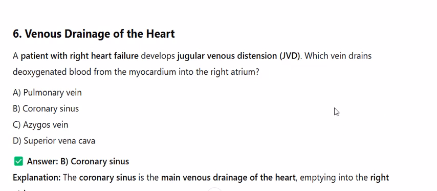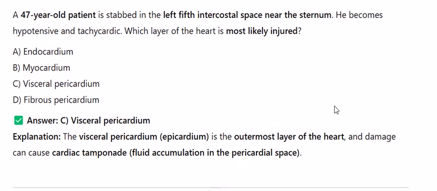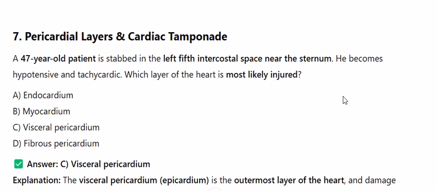7. Pericardial layers and cardiac tamponade. A 47-year-old patient is stabbed in the left fifth intercostal space near the sternum. He becomes hypotensive and tachycardic. Which layer of the heart is most likely injured? A. Endocardium. B. Myocardium. C. Visceral pericardium. D. Fibrous pericardium. Answer C. Visceral pericardium. Explanation. The visceral pericardium, epicardium, is the outermost layer of the heart, and damage can cause cardiac tamponade, fluid accumulation in the pericardial space.